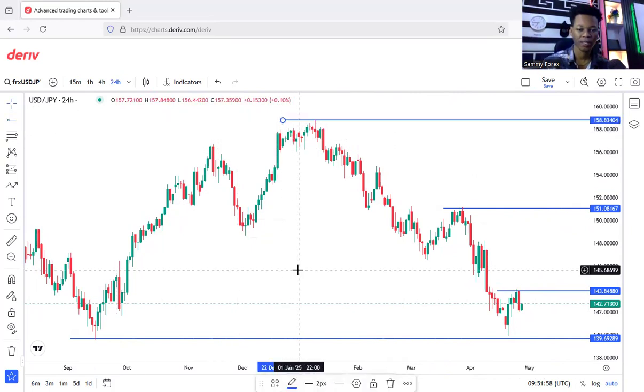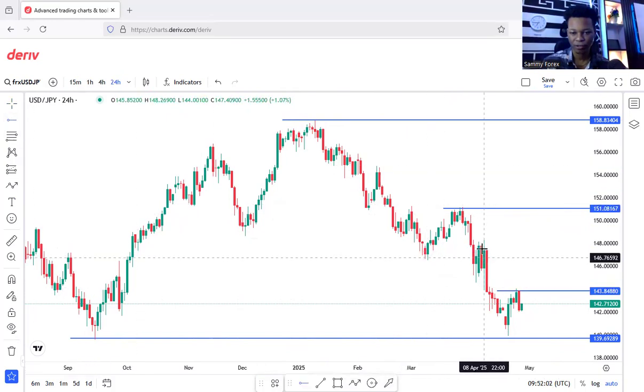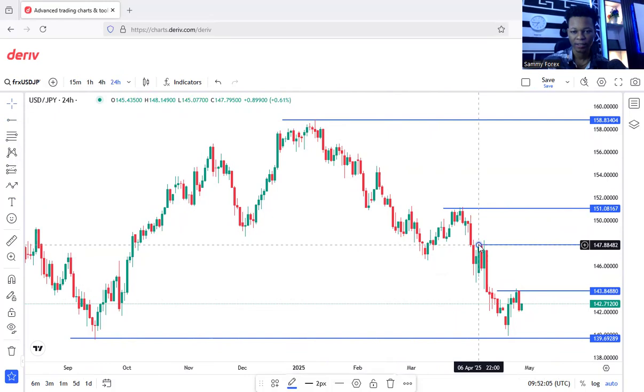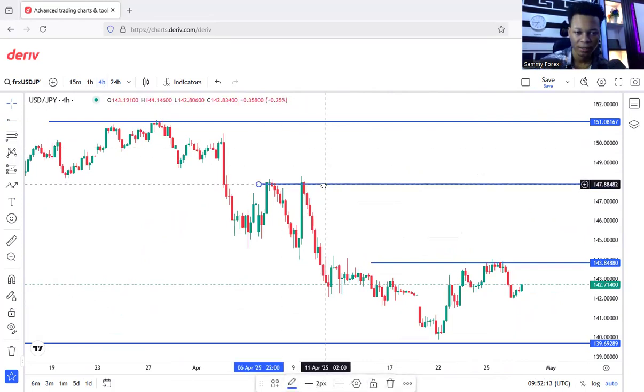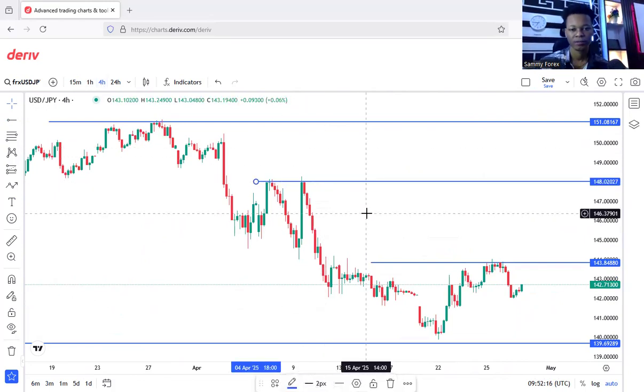Here's the JPY. And this is your key level again because this zone was broken and then created this high. So that is a key level there. On the 4 hours time frame, let me arrange it. So this is your key level here.